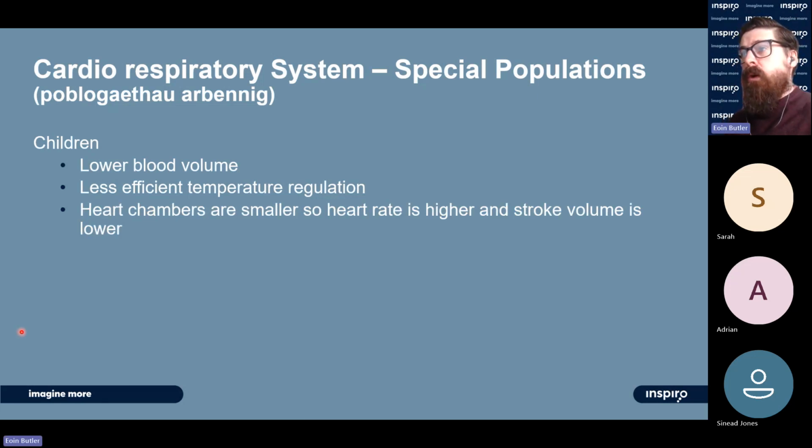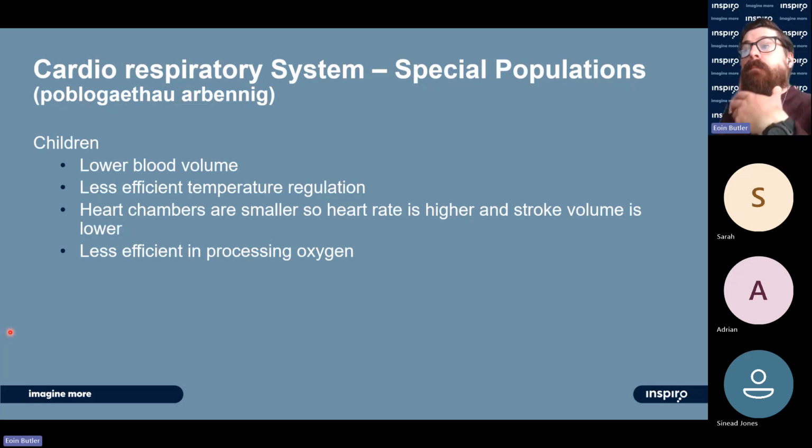Their heart chambers are smaller, so their heart rate is higher and stroke volume is lower. Stroke volume is the amount of blood pumped per beat. Because that heart muscle is smaller, the heart has to beat more times per minute to get the required amount of blood and oxygen around the body. They are less efficient at processing oxygen as well. So again, when we're doing exercise with younger people, we need to think about giving regular breaks. We need to think about the intensities that we're working at as well.